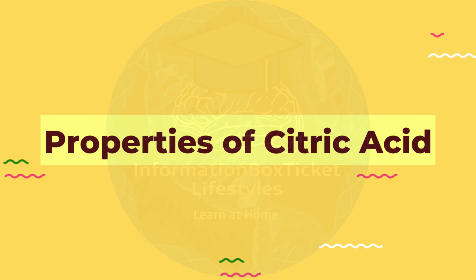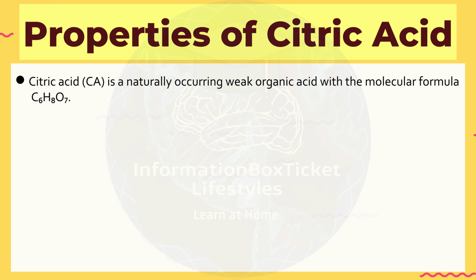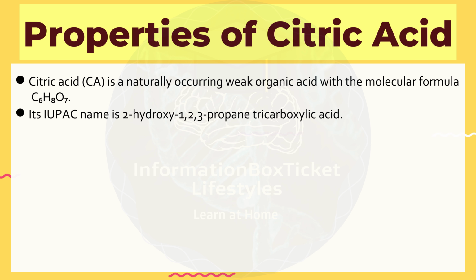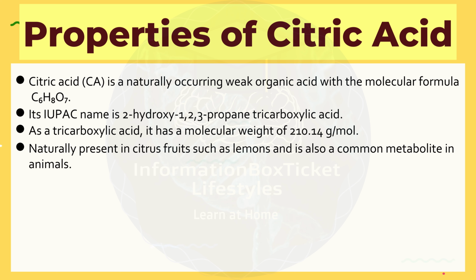Properties of citric acid. Citric acid is a naturally occurring weak organic acid with the molecular formula C6H8O7. Its IUPAC name is 2-hydroxy-1,2,3-propane tricarboxylic acid. As a tricarboxylic acid, it has a molecular weight of 210.14 grams per mole, is naturally present in citrus fruits such as lemons, and is also a common metabolite in animals.